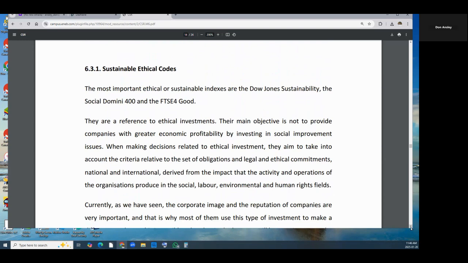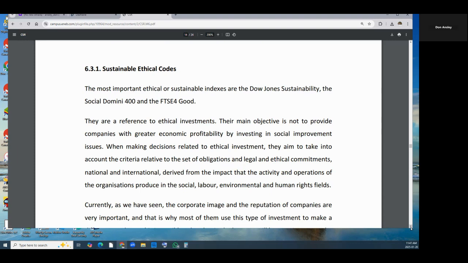Sustainable ethical codes. The most important ethical or sustainable indexes are the Dow Jones Sustainability, the Domini Social 400, and the FTSE4Good. They are a reference for ethical investments. Their main objective is not to provide companies with greater economic profitability by investing in social improvement issues.